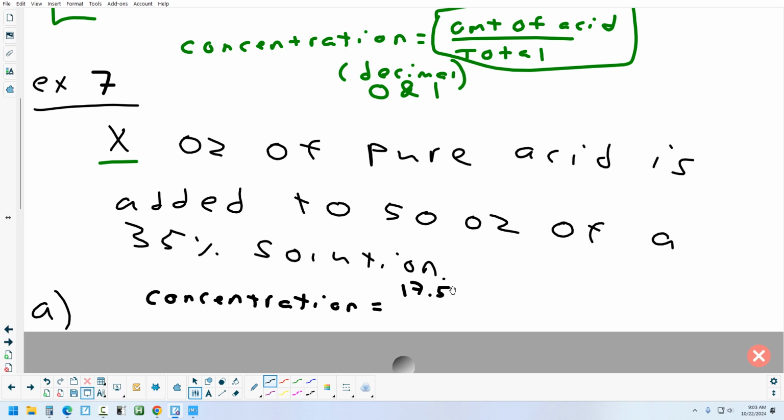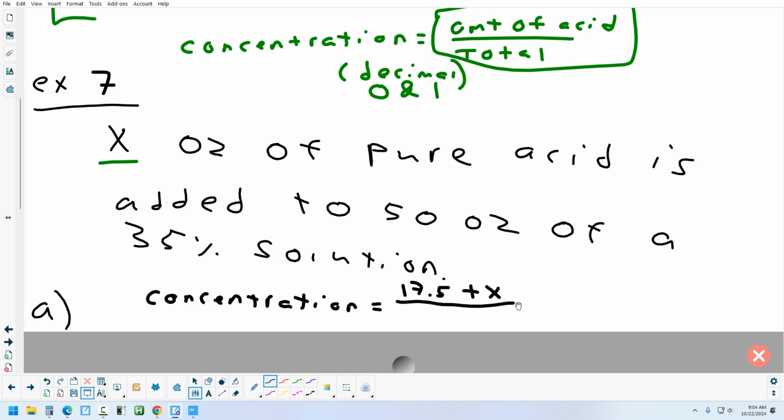Would be X. And since I'm adding that to what I already have, we would put a plus sign. That's how much acid you'll have after you pour in X ounces: what you started with plus what you poured in. Okay. And in general, what do you always put in the bottom when you're finding a percentage? The total. You put the total.